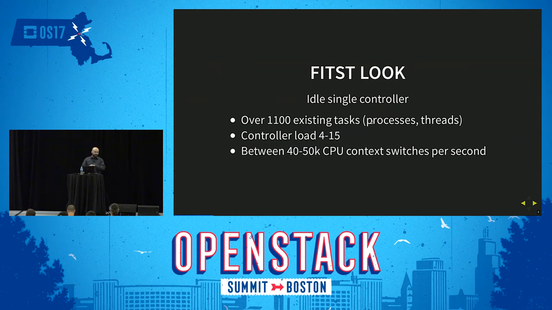Right. So, first look at the controllers. Before I even started putting the workload, the VMs, and the Heat stacks on it, I just installed it and started looking around, okay? I logged in on one of the controllers and started looking at how many processes were running on it. And I realized that there were around 1,100 processes running on a single controller. That's quite a lot, I would say, right?